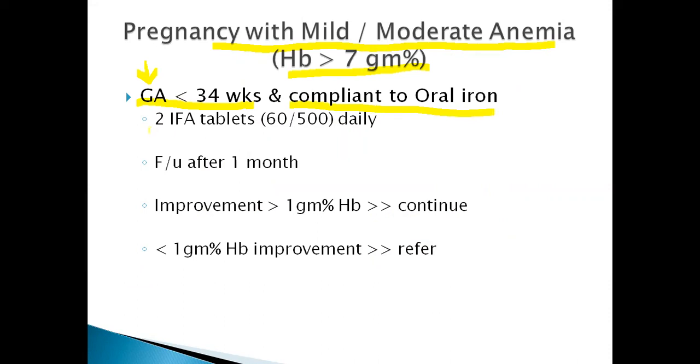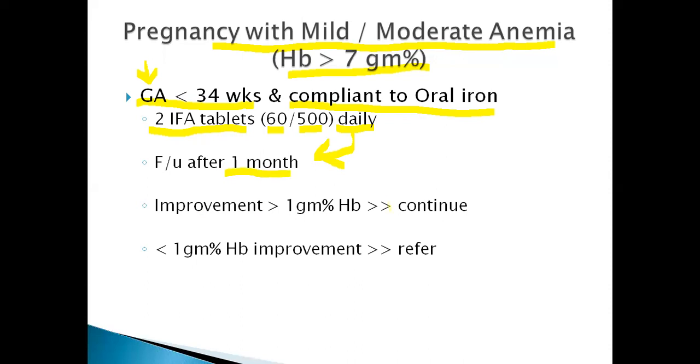So in such a case, the treatment would include 2 iron folic acid tablets with strength of 60 milligram of elemental iron and 500 microgram of folic acid, and it has to be taken daily. Now, this is not the end of the statement. Very important is that there needs to be a follow-up after 1 month. After 1 month, we have to again check the hemoglobin.